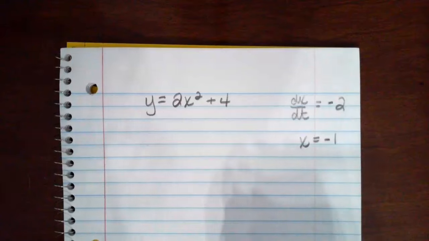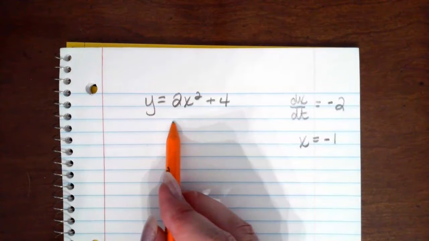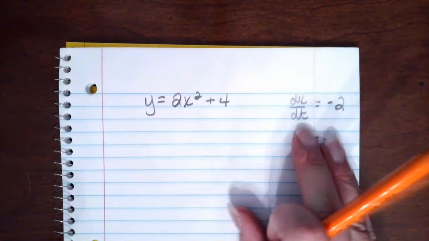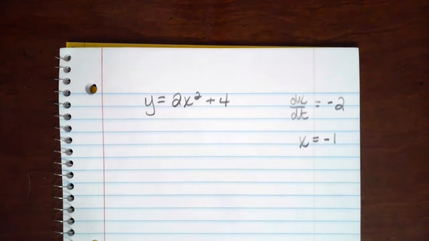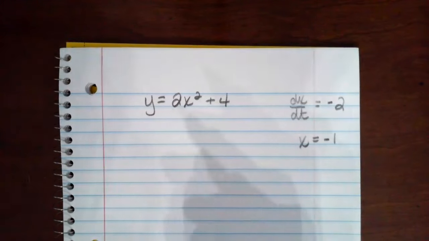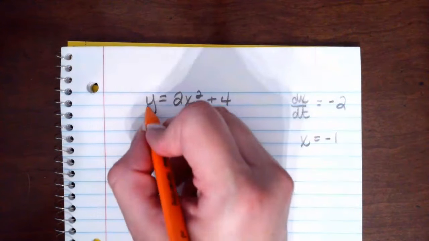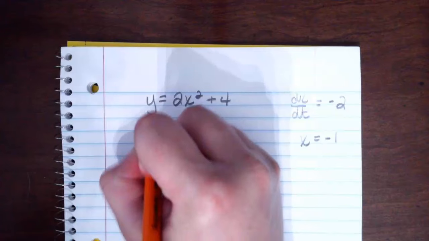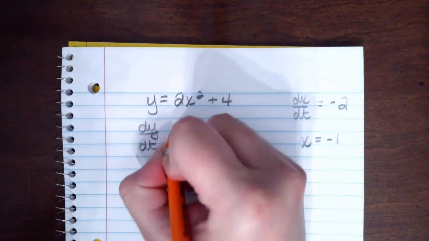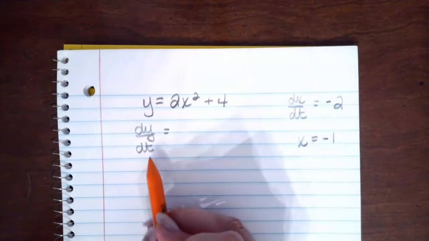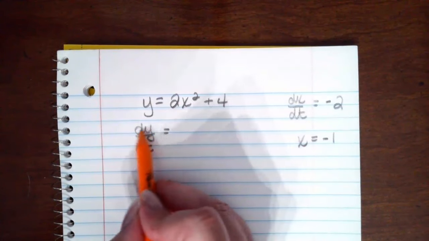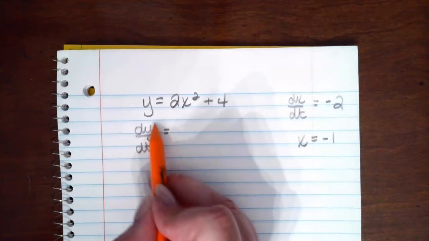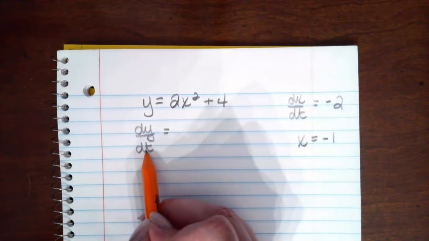Okay, so what are we going to do first? We've got all this information. We've got a dx/dt, so that pretty much tells me to take a derivative. Anytime you hear about rate of change, that means take a derivative. So the derivative of y is dy/dt. Remember, with related rates, we incorporate the variable of time. So this is asking, how is my y changing as time changes?